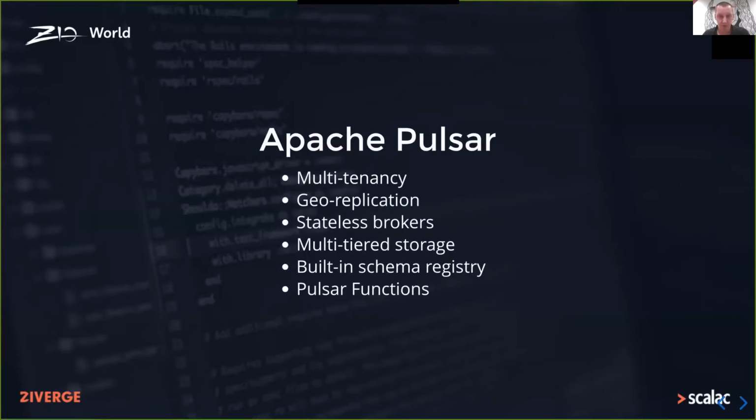Apache Pulsar has many features that we want from our streaming platform. It has multi-tenancy, it has geo-replication, it has stateless brokers. That feature allows us to separately scale our brokers and our storage. It has multi-tiered storage. It has a built-in schema registry. It has Pulsar Functions, and all of this out of the box without any add-ons.